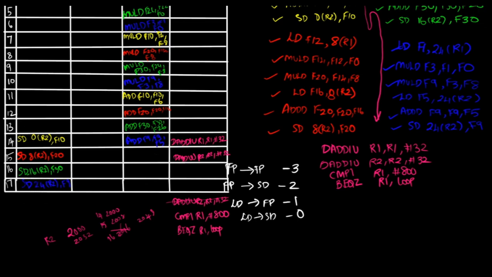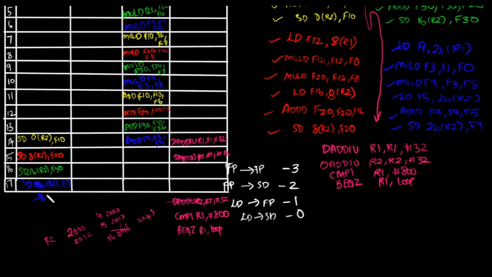Then we don't need to do anything here, and this has to access 2024. But we are already at 2032. 32 minus 24 is 8. So we have to change this displacement value to -8.